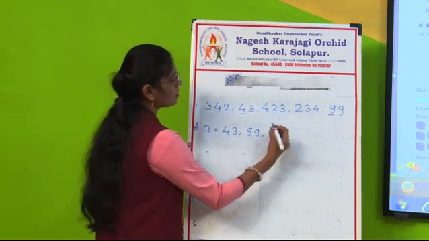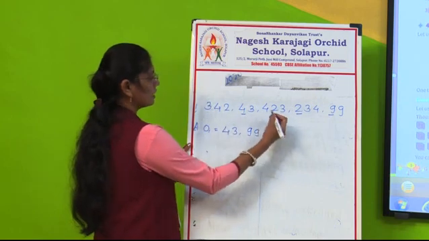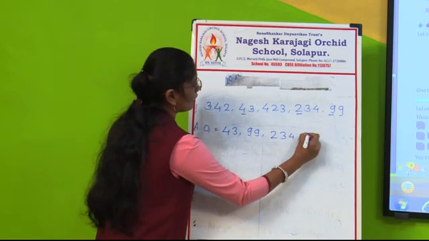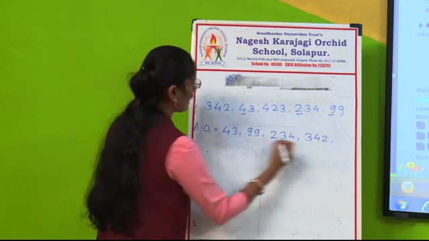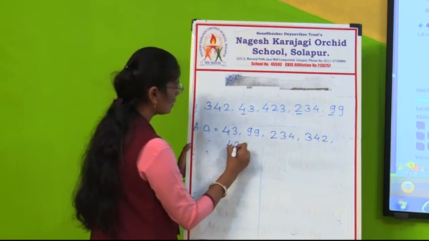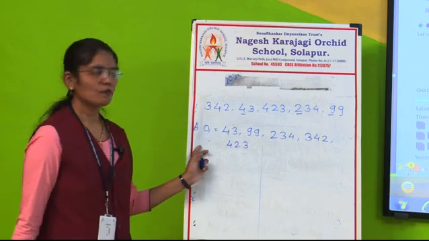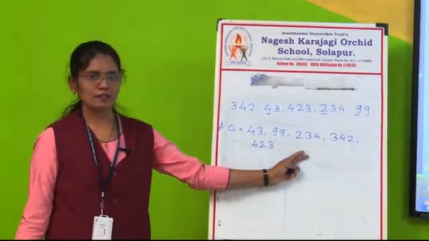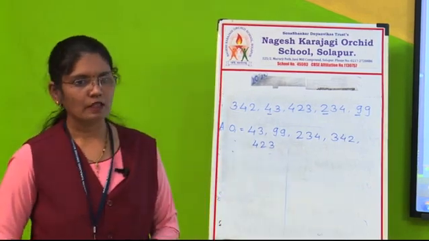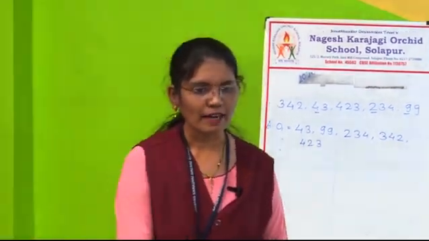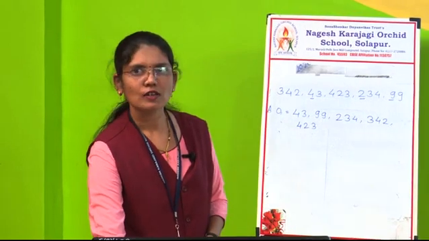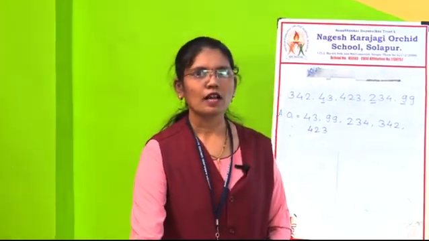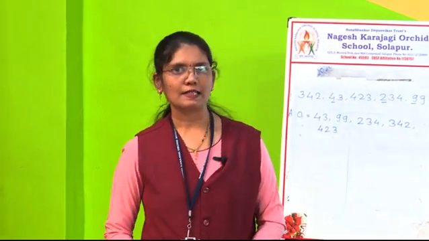In these 3 numbers, 2 is smaller than 3 and 4. So we will write 234, then 342 and at the last 423. So we have arranged the given numbers in ascending order. Understood? Okay. So the remaining 2 examples you have to solve on your own. Now the last question is, understood what I told you? So now it's time to end the lesson.